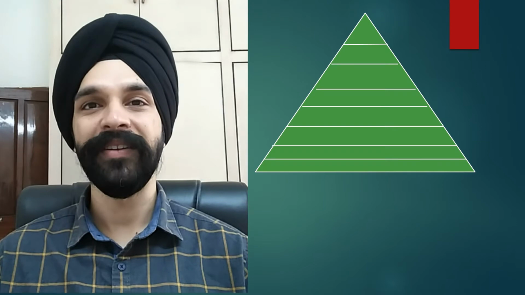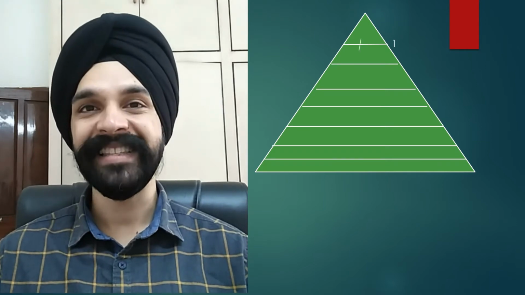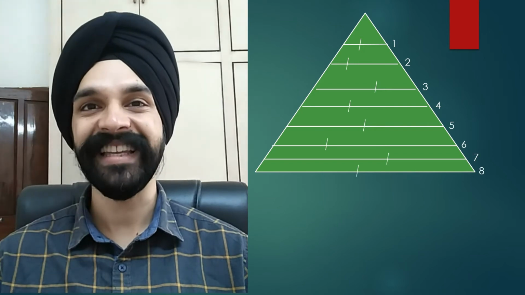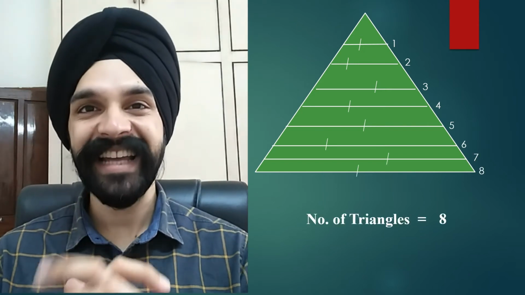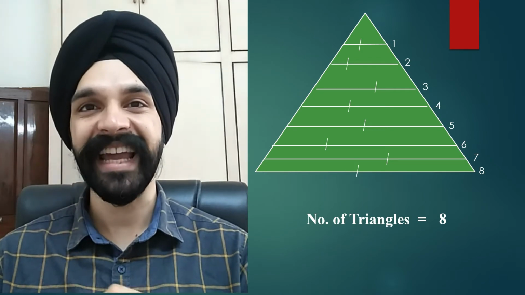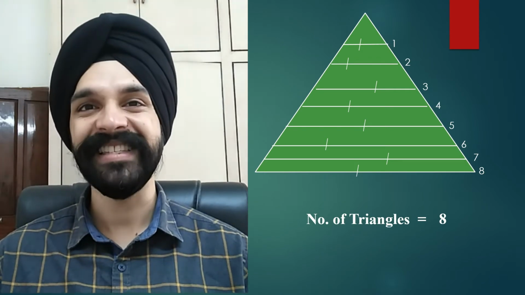Let's try one more. Figure 3. How many lines are there? 1, 2, 3, 4, 5, 6, 7, 8. And that's our answer. The number of triangles in figure 3 is 8. Isn't it super easy? Right? Okay, let's move to our type 3 figures.